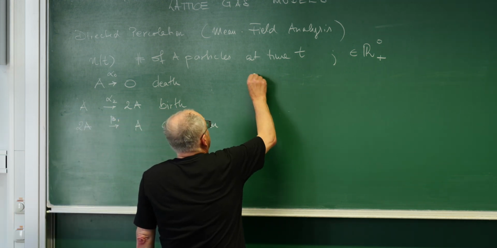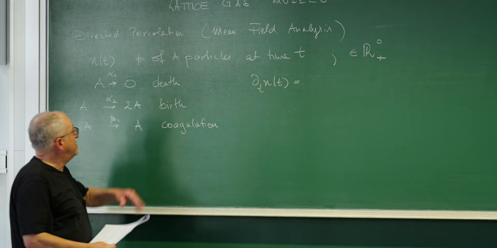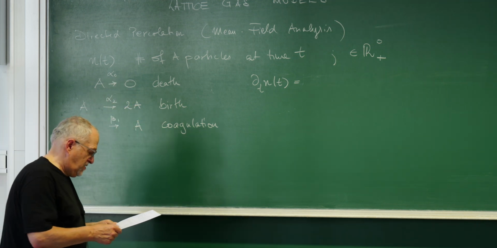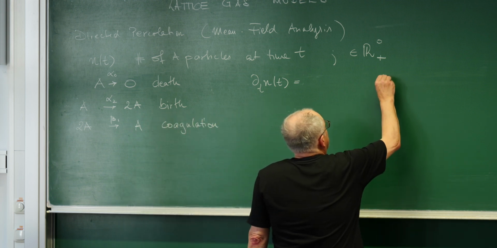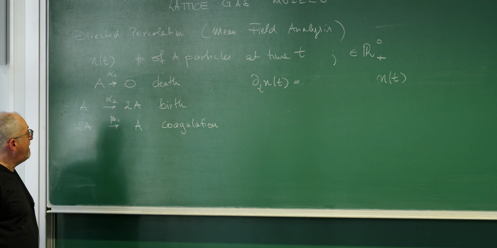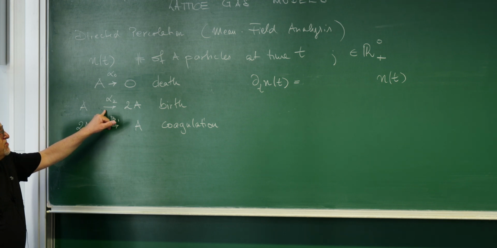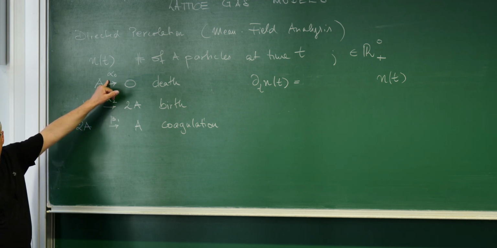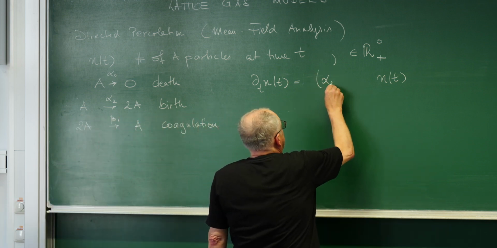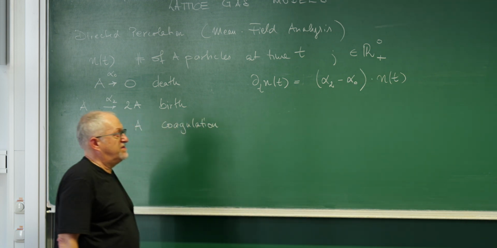And then let's write down the mean field equation. It's basically translating these kind of reactions into a rate equation. So what do we have? If there is a number of individuals present in the system, then there is a creation of new individuals with rate alpha 2, and there is death with rate alpha 0. And that means we have here a positive contribution from birth and a negative contribution from death.